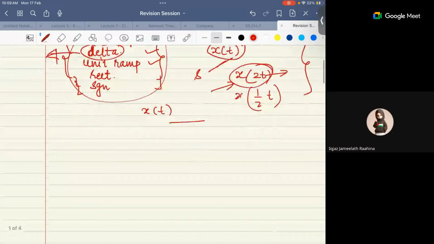And the next part will be the classification of signals. In the classification of signals also, you must be knowing even and odd, and periodic functions.